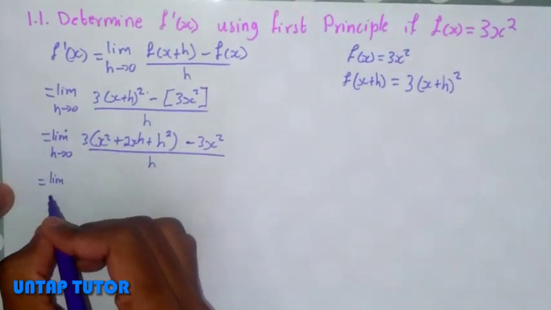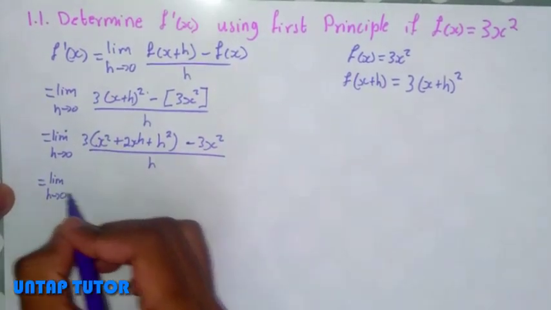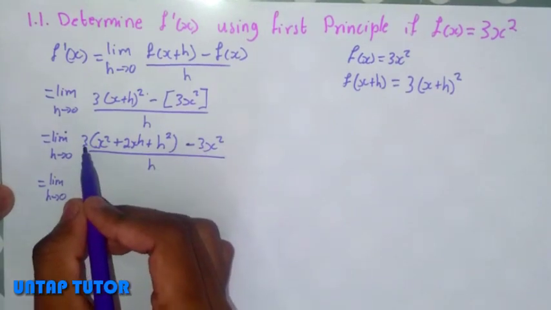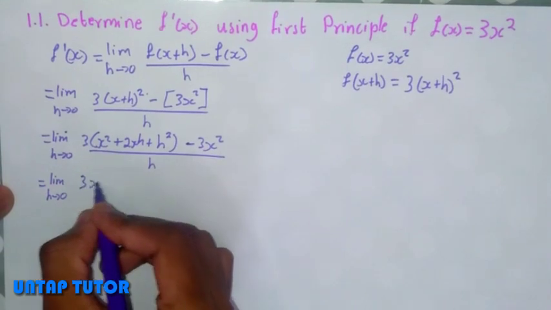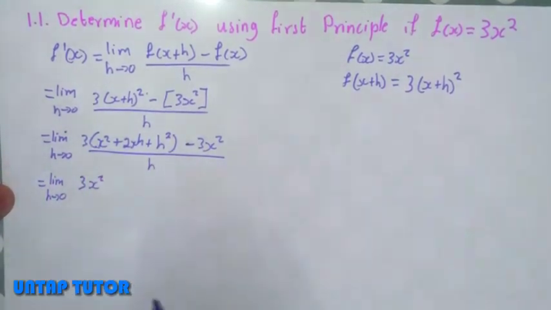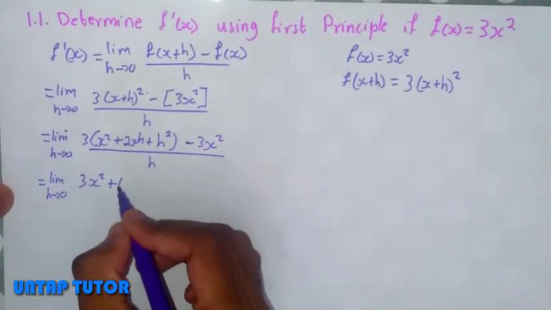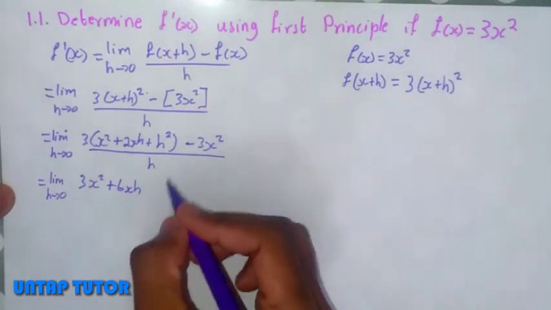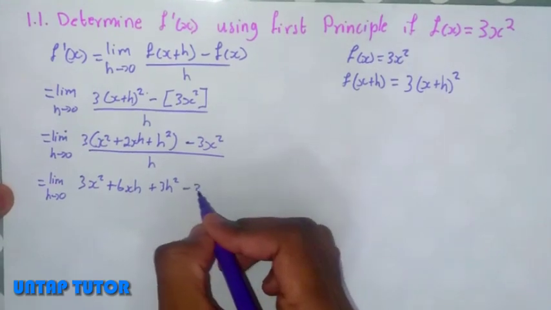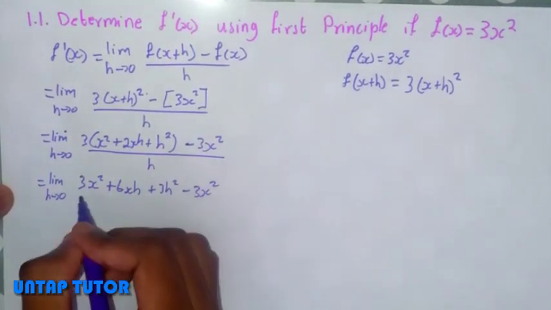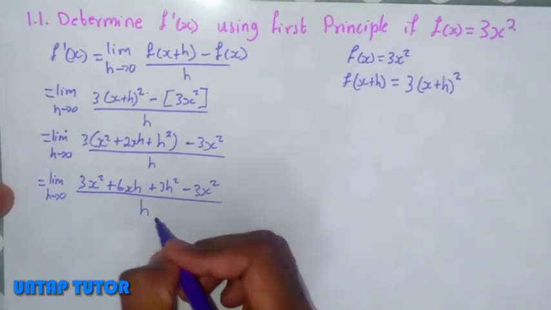Which is equal to the limit as h approaches 0. And then we need to multiply this 3 into these brackets. So 3 times x squared is going to be 3x squared. 3 times 2xh is going to be plus 6xh. And then 3 times h squared is going to be plus 3h squared, minus the 3x squared that was already here, all over h.